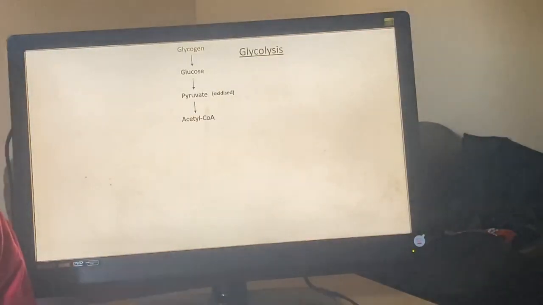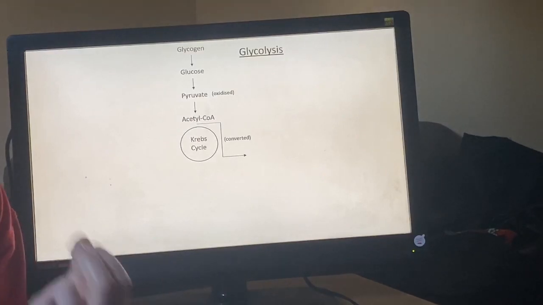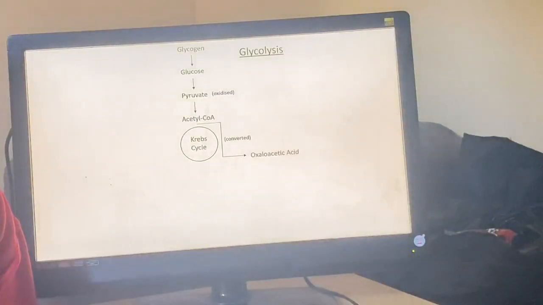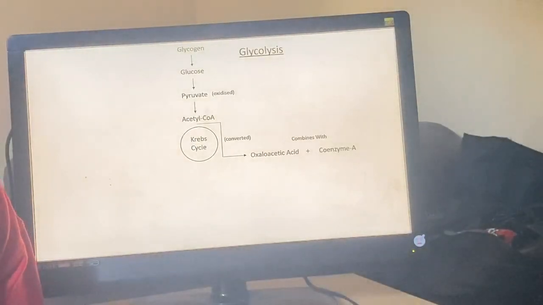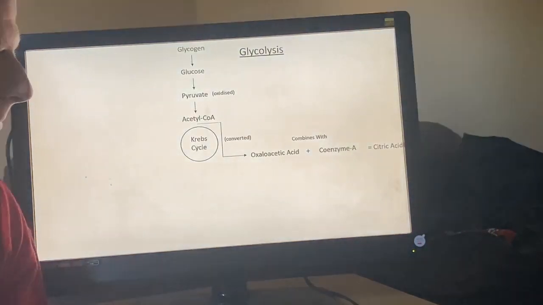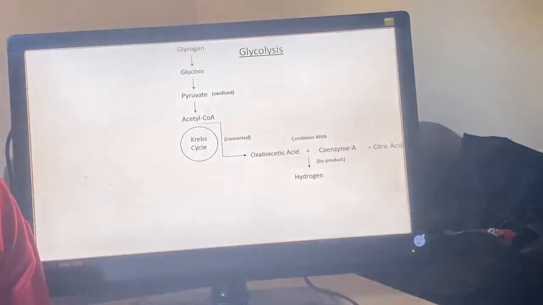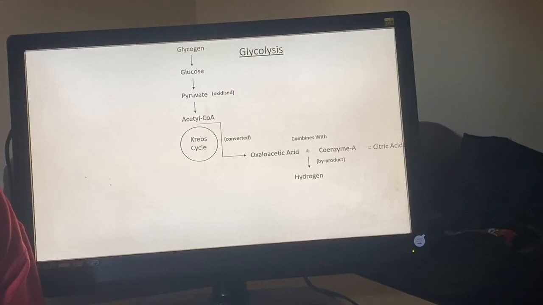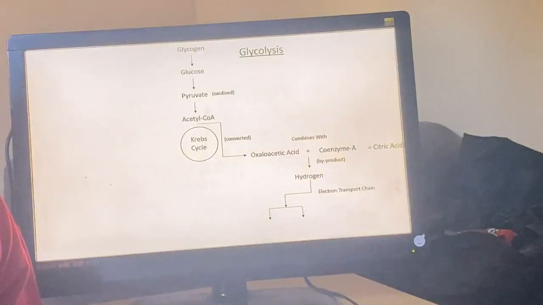Let's just go back to here then. So acetyl-CoA enters the Krebs cycle, which converts acetyl-CoA into oxaloacetic acid. That combines with coenzyme A to form citric acid. Now, from there, I also get a byproduct called hydrogen. Now, hydrogen is really important because it allows me to access something called the electron transport chain.